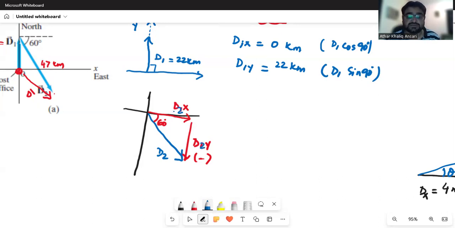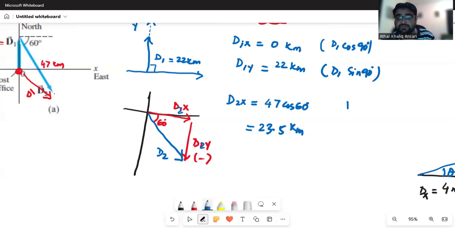So finding D2x, what I need to do, I will just say D2x is equal to D2 cosine theta. The value of D2 was 47. So I will say 47 cosine 60 degree. When I use the calculator, 47 times cosine 60 degree, I got 47 over 2, that is 23.5. So this one is 23.5 kilometer. That is its distance eastward.